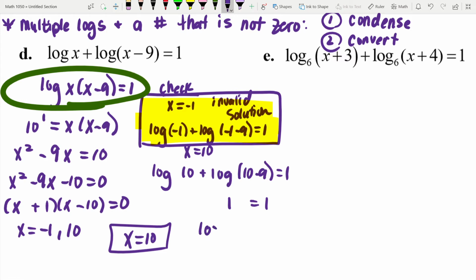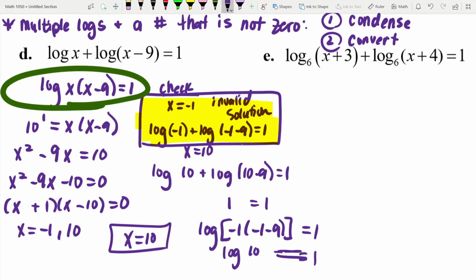I would have had the log of negative 1 times negative 1 minus 9 is equal to 1. If I figure out what this is, negative 10 times negative 1, which is 10, guess what? You get 1 equals 1. So it works out if I go from step 2 instead of step 1. That's why you always have to go from the original. Who says gotcha? Let's see.